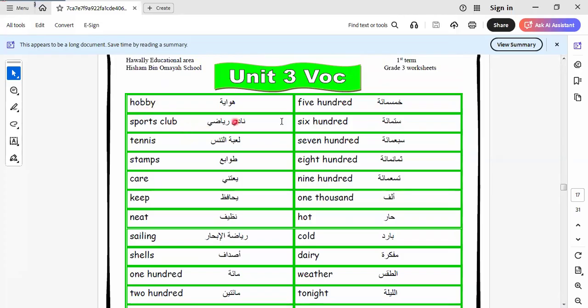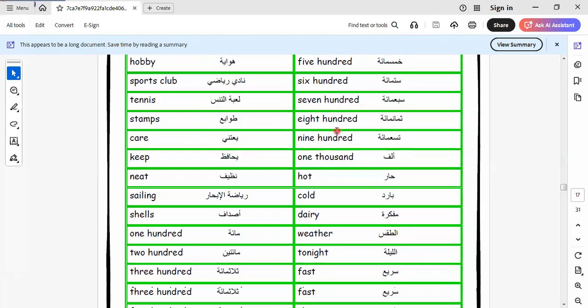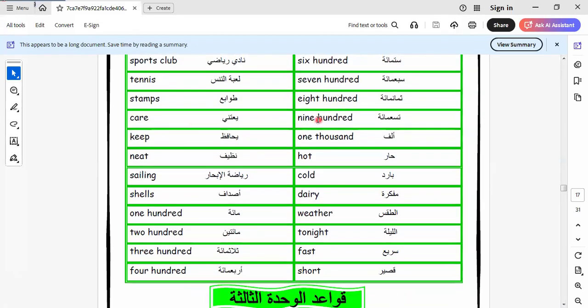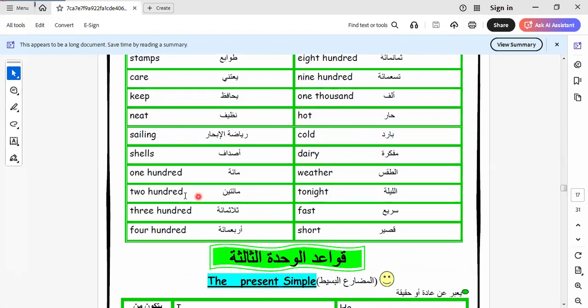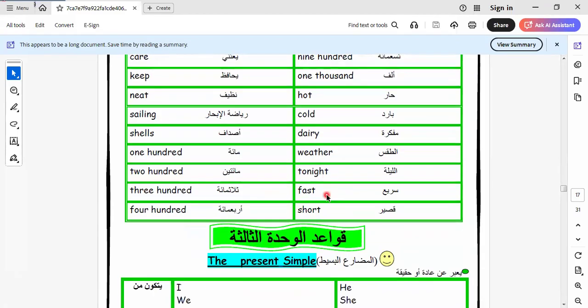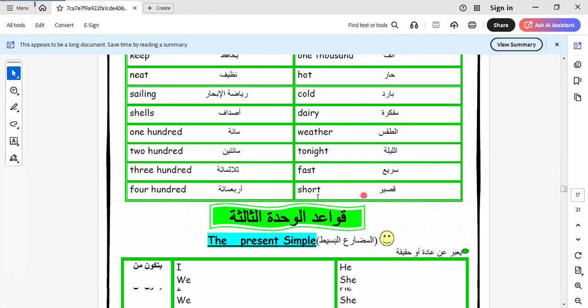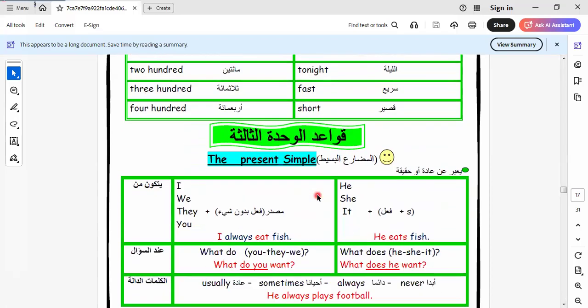We have here hobby, sports club, tennis, stamps, care, neat, hot, sailing, cold, chill, diary, weather, tonight, fast, and short.